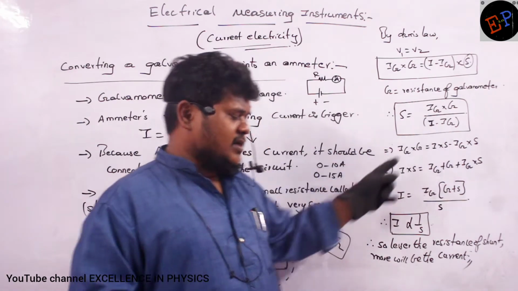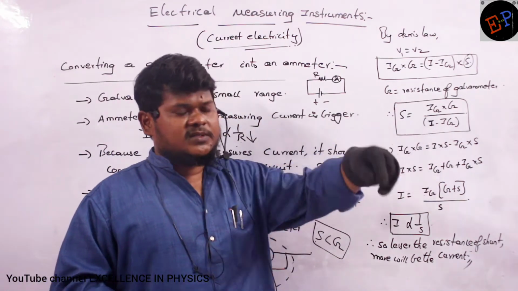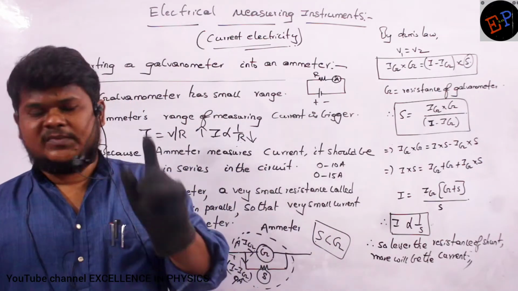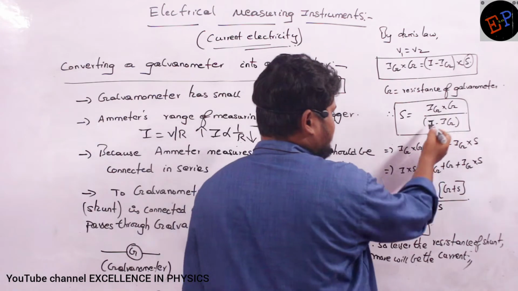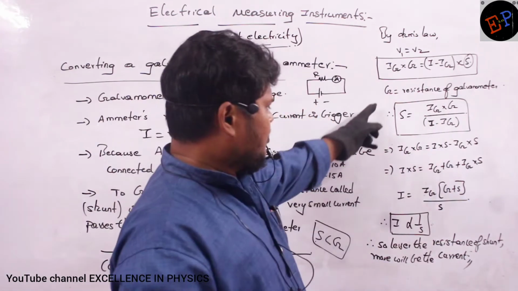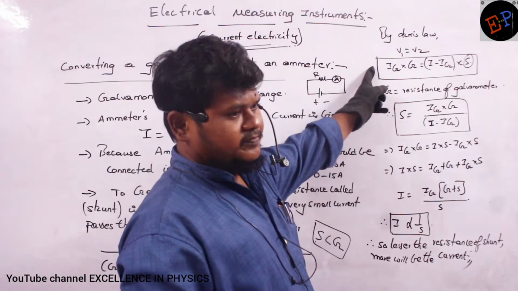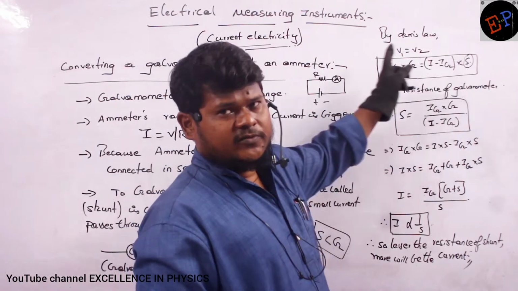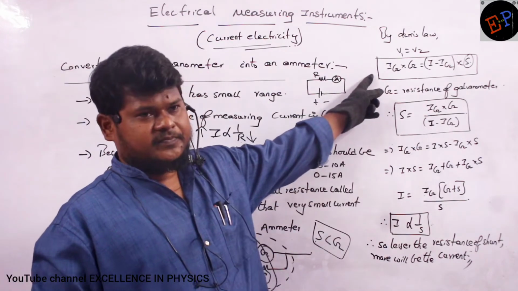Are you able to see? I is the total current, no? Total current is nothing but the maximum current which this ammeter can measure. So therefore, the value of shunt is how much? Ig into G by I minus Ig. You need not memorize any of this formula. You are supposed to understand this relation. V1 is equal to V2. From the same relation, you will get all the remaining relations. Are you able to understand?